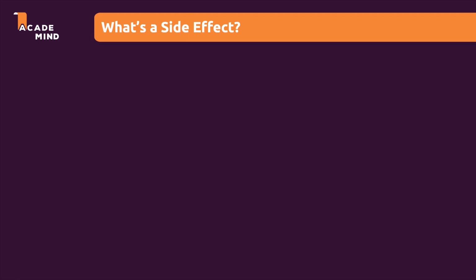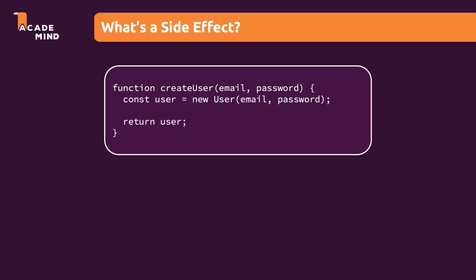Well, here's a simple example snippet. This createUser function does what the name implies. It creates a user by instantiating a user object by using the constructor, and then it returns the user. So like this, it would be a pure function. It will always give us the same kind of user object whenever we run this function.